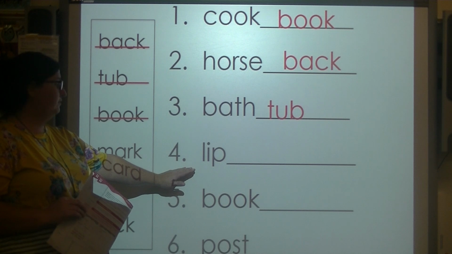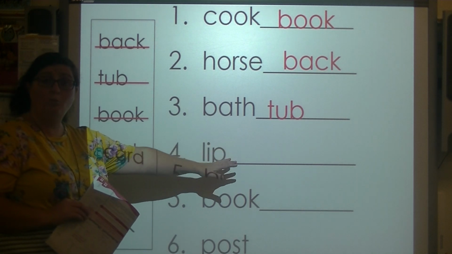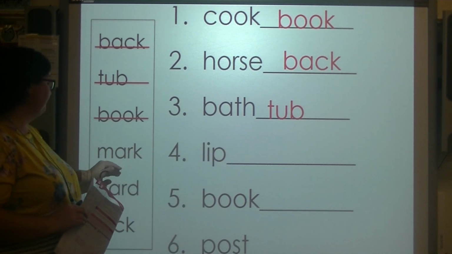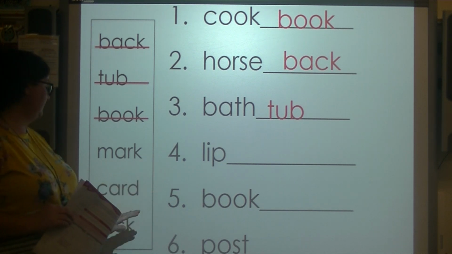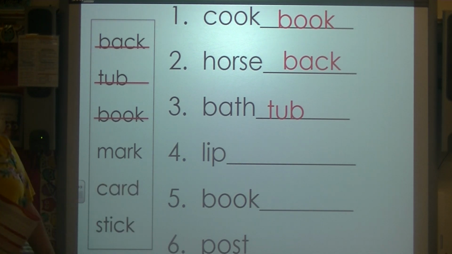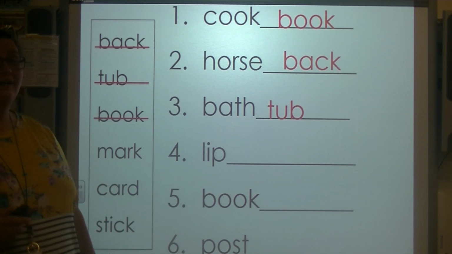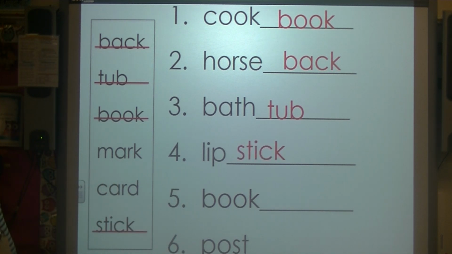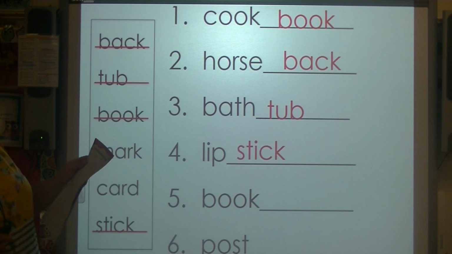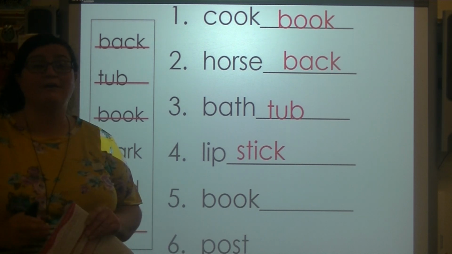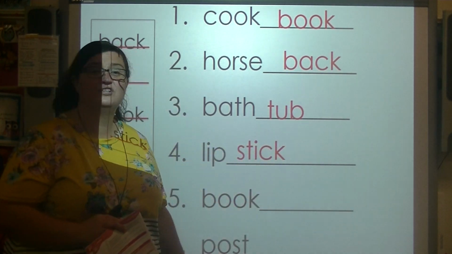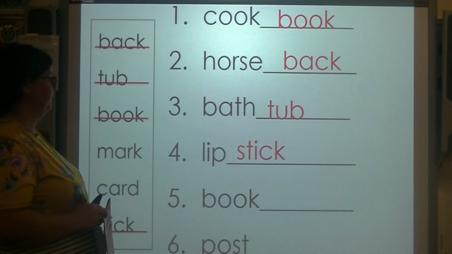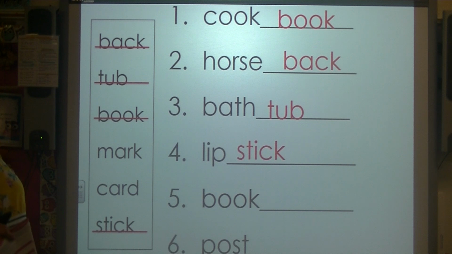Number 4, lip what? Lipmark, lipcard, lipstick. I know you girls know that. What is it? It's lipstick. And there is a picture down at the bottom of the lipstick. So you'll draw your line down to the tube of lipstick.